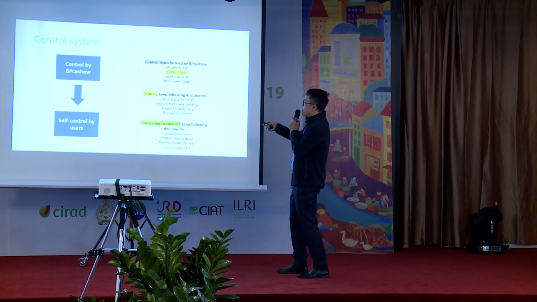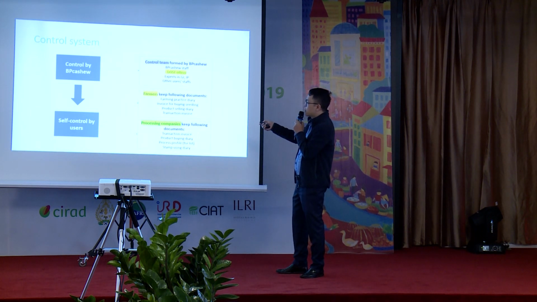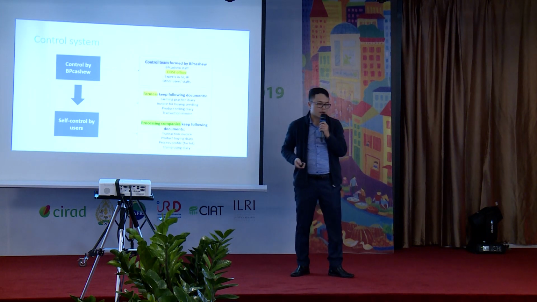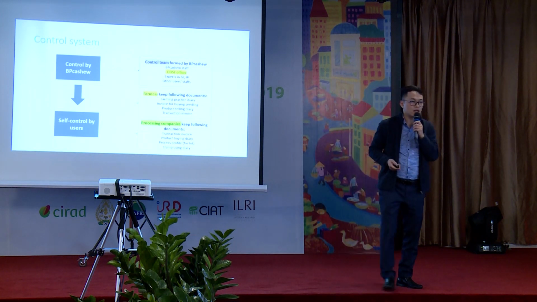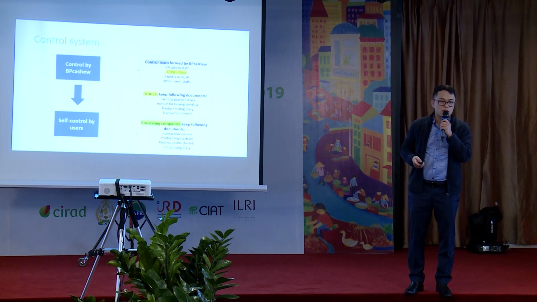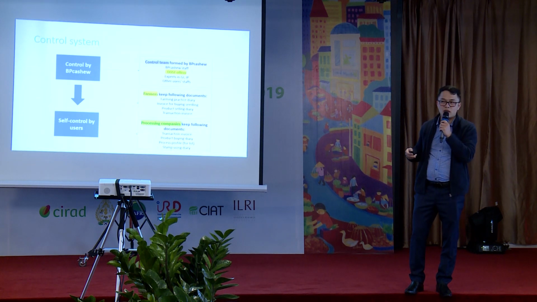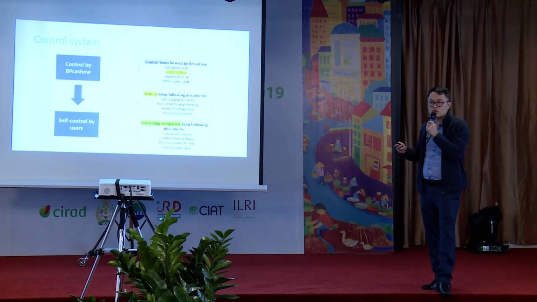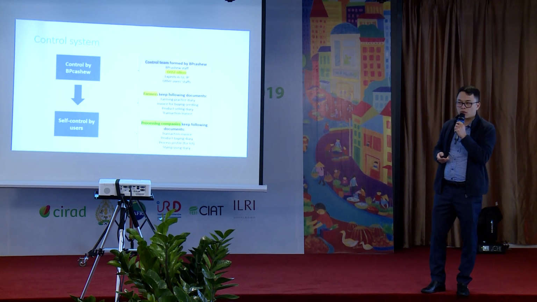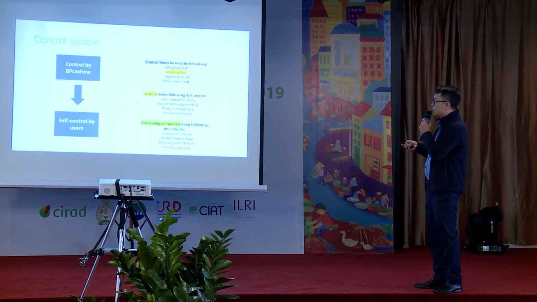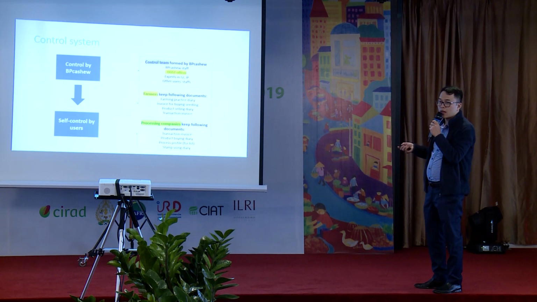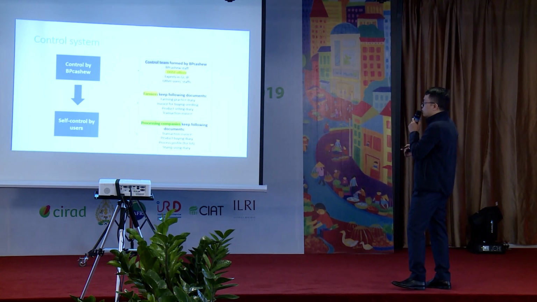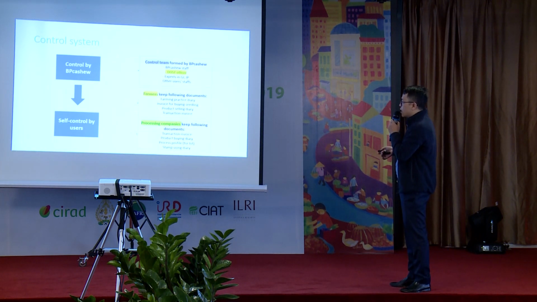The DOST officer here can play the role of external control. Normally it is not really independent, but we consider that we don't use any other external control; we use the DOST officer joining the control team as the external control system. So there is the control by BB Cashew, and the other one is self-control by users.